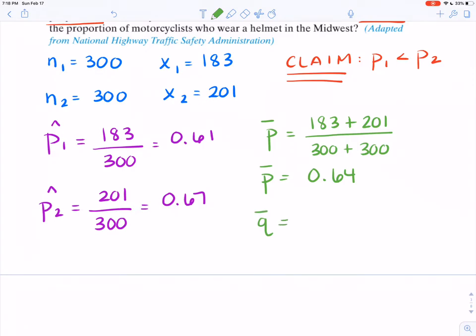Remember, this just looks at the failures. So if p looks at the ones who do wear a helmet, then q looks at the ones who do not. And it is always found by just taking p and subtracting from 1.